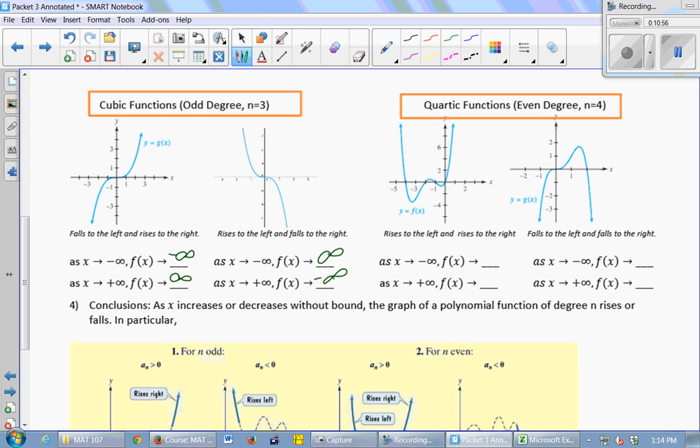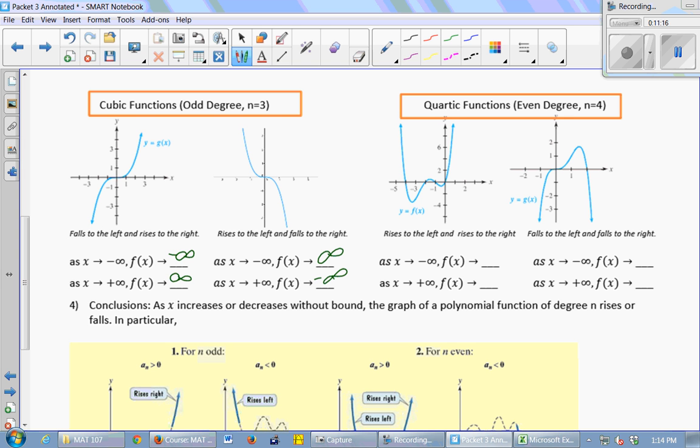And here's a quartic function, which is a fourth degree polynomial. Here, both go up or both go down. As you go to the left or the right, you either approach positive infinity or negative infinity in both directions. Which one? This? Yeah, that's negative infinity.